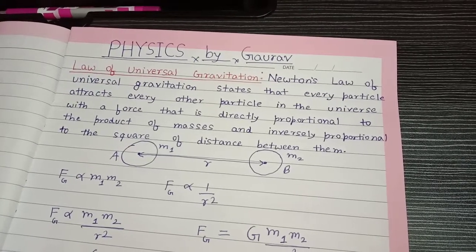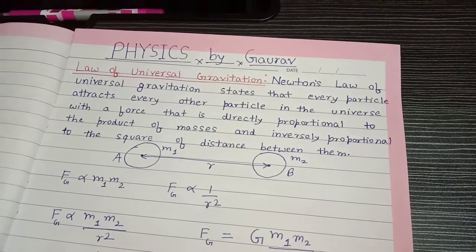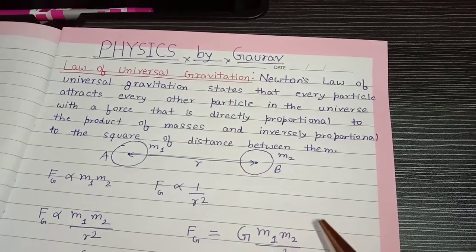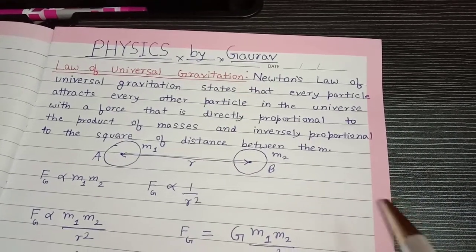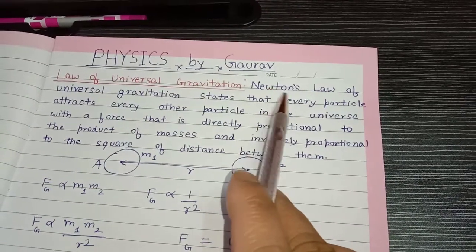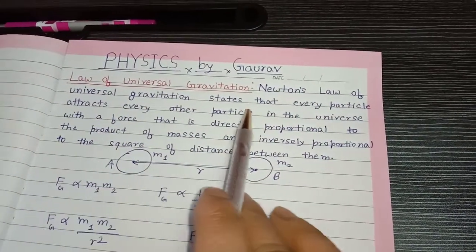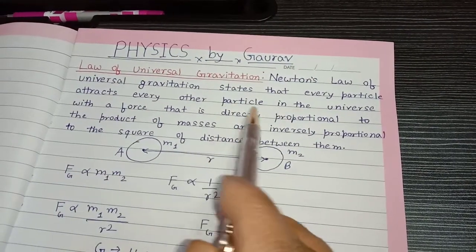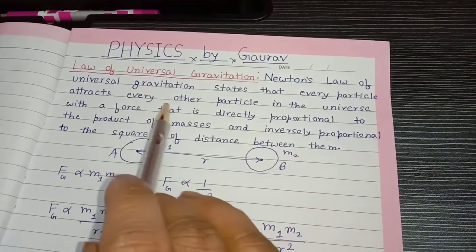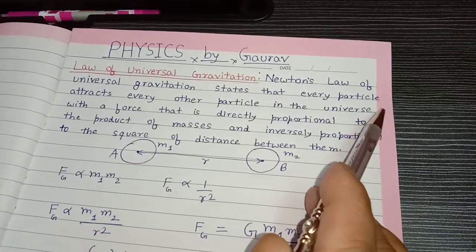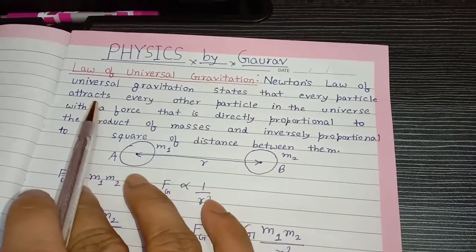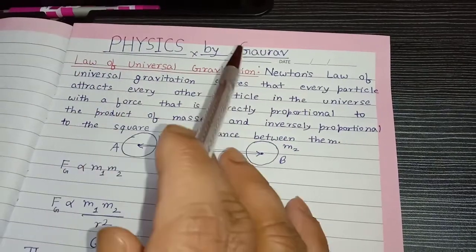First we'll go through the definition of gravitation, the law of universal gravitation. It is written that Newton's law of universal gravitation states that every particle attracts every other particle in the universe. So what it states is that every particle in the universe attracts every other particle in the universe.